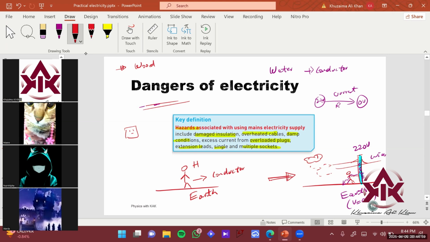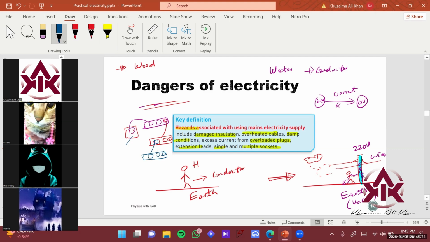If you have a socket and you put another extension here, this extension has multiple switches, and then you put another extension over here, and then another extension board here, and then you put another extension board here.